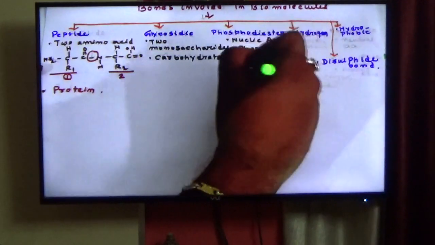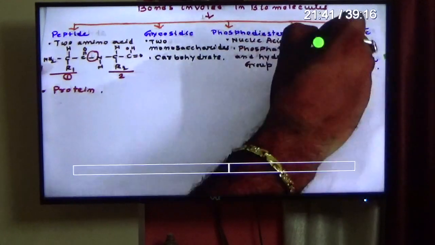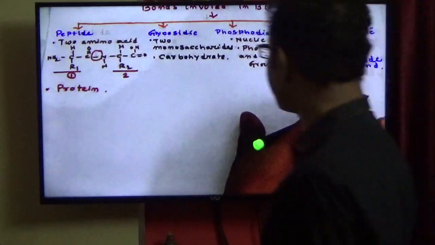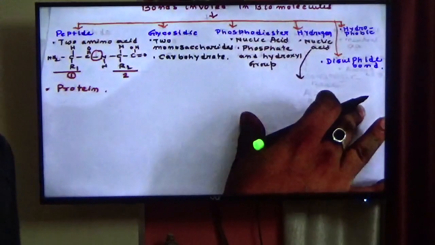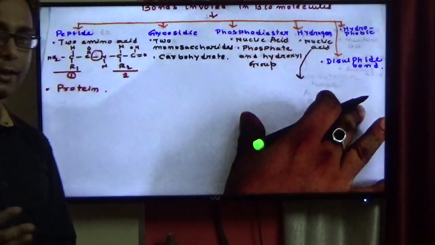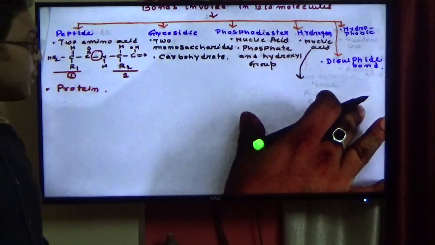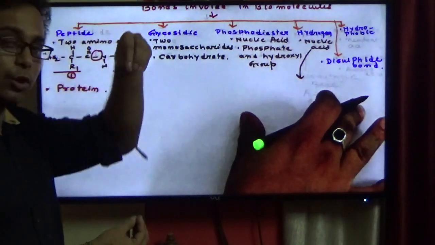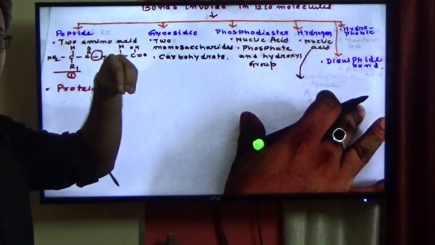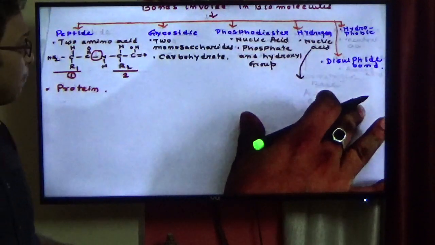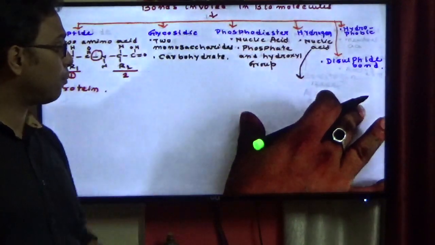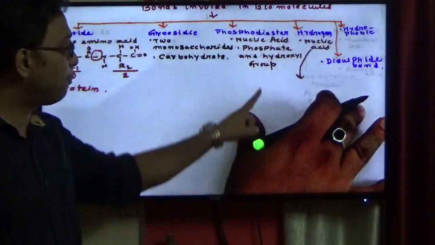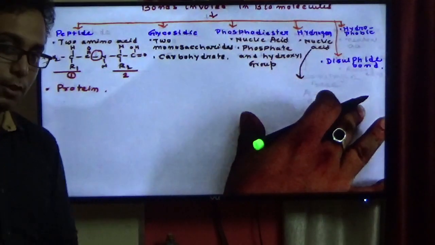The phosphodiester bond is present in nucleic acids, that means in DNA and RNA. But where is it present? It is present between two nucleotides. Two nucleotides are joined together between the 5 and 3 carbon atoms with the help of phosphodiester bonds. So phosphate and hydroxyl groups take the important role in the phosphodiester bonds.